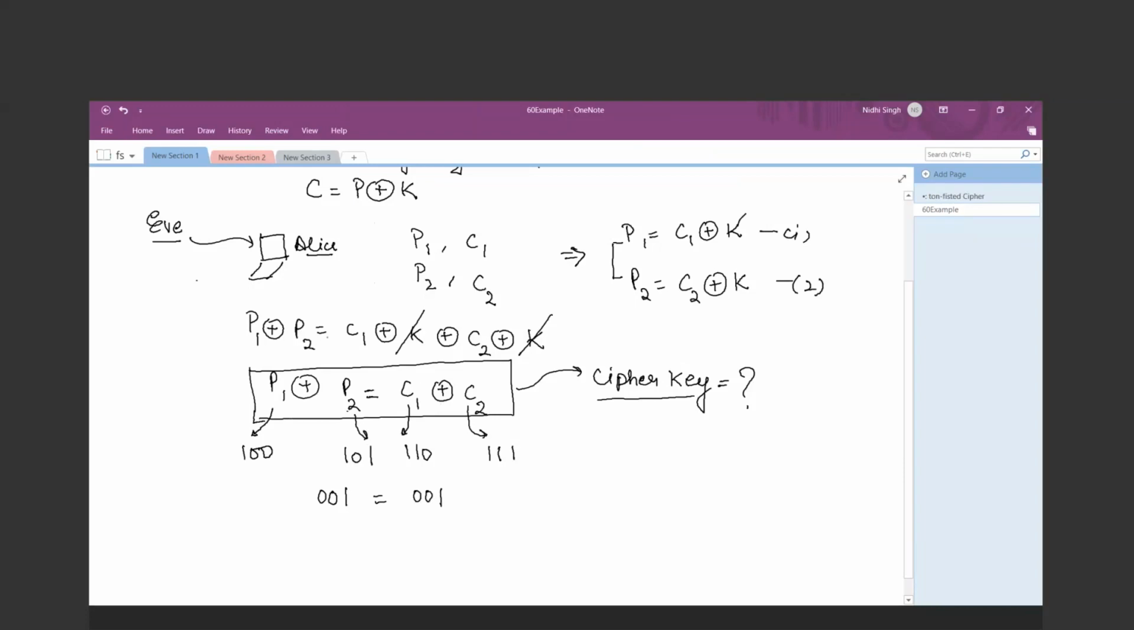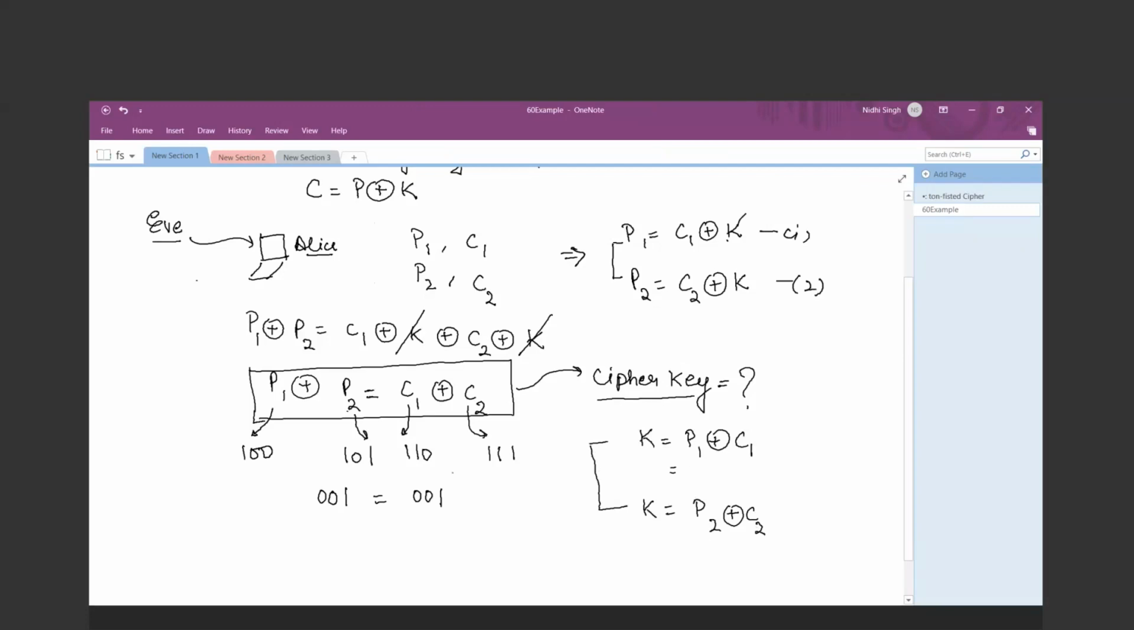Because the Eve attacker knows about the relationship and the equations, like the ciphertext is made up of only performing the XOR between the key and the plain text. So key can be found out by performing the XOR between P1 and C1, and another key can be found with P2 and C2. Because my cipher key is unique, whenever I find the common combination of K, we can say that is the key. So I have to find the common term here.